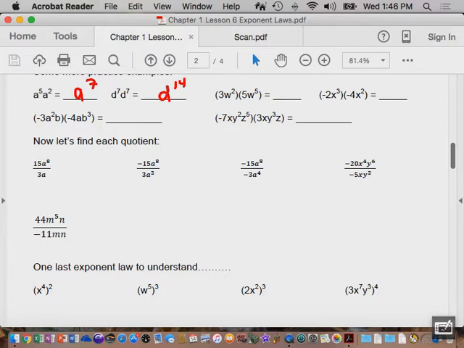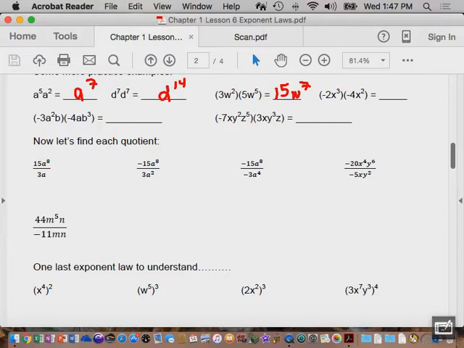3 and 5 are coefficients. When we have coefficients, we multiply coefficients, we add exponents. Everybody say multiply coefficients, add exponents. Good. What's 3 times 5? 15. And then it's going to be w to the 7. So we multiply the coefficients, we add the exponents.